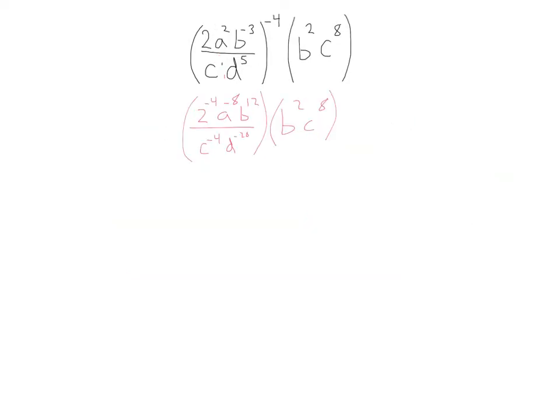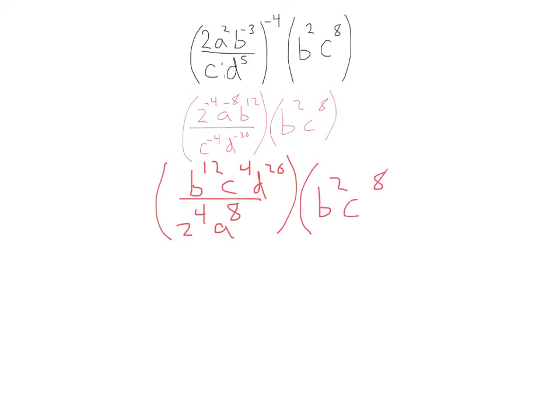Next, I'm going to go ahead and get rid of my negatives. Here I have 2 to the negative 4. That's going to become a 2 to the 4 on the bottom. Here I have a to the negative 8. I'll put a to the positive 8 on the bottom. B to the 12 is going to stay on top. I have c to the negative 4 on the bottom. That's going to come to the top. And the d to the 20 is going to come to the top. Then over here I have no negatives, so we'll leave that the same.